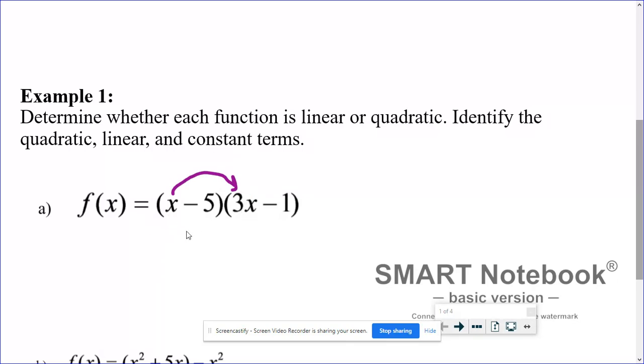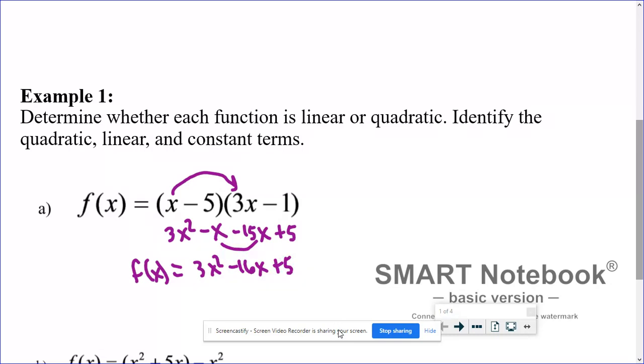So x times 3x is 3x squared. X times -1 is negative x. Negative 5 times 3x is negative 15x. Negative 5 times -1 is plus 5. You would also combine like terms. So this function is going to end up looking like f of x is equal to 3x squared minus 16x when you combine these two, plus 5. So that is a quadratic function because it has a quadratic term. It also asks us to identify each of the terms. So this would be the quadratic, this would be the linear, and this would be the constant.